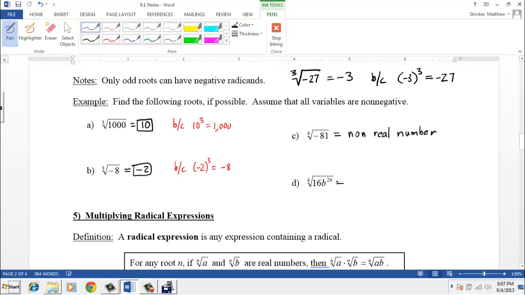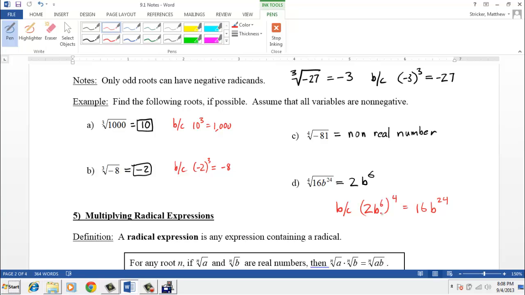And then the last one, we know that the fourth root of 16 is 2, because 2 to the fourth power is 16. And then for the variable b to the 24th, the fourth root of that is b to the 6th. That is because 2b to the 6th raised to the 4th power is 16b to the 24th. In other words, b to the 6th times b to the 6th times b to the 6th times b to the 6th is b to the 24th.